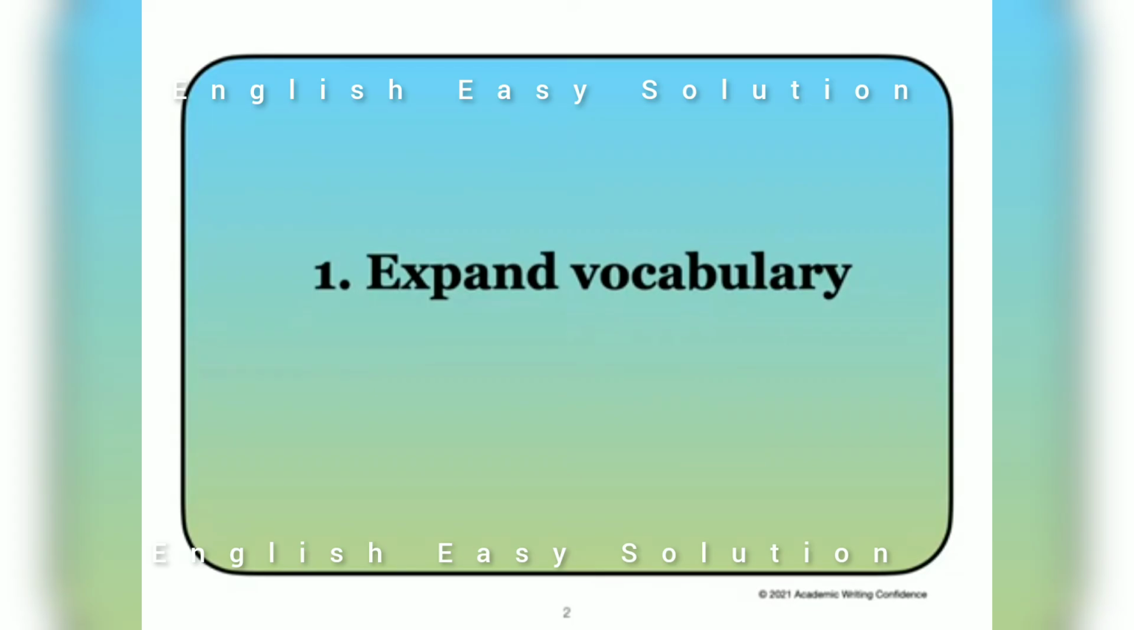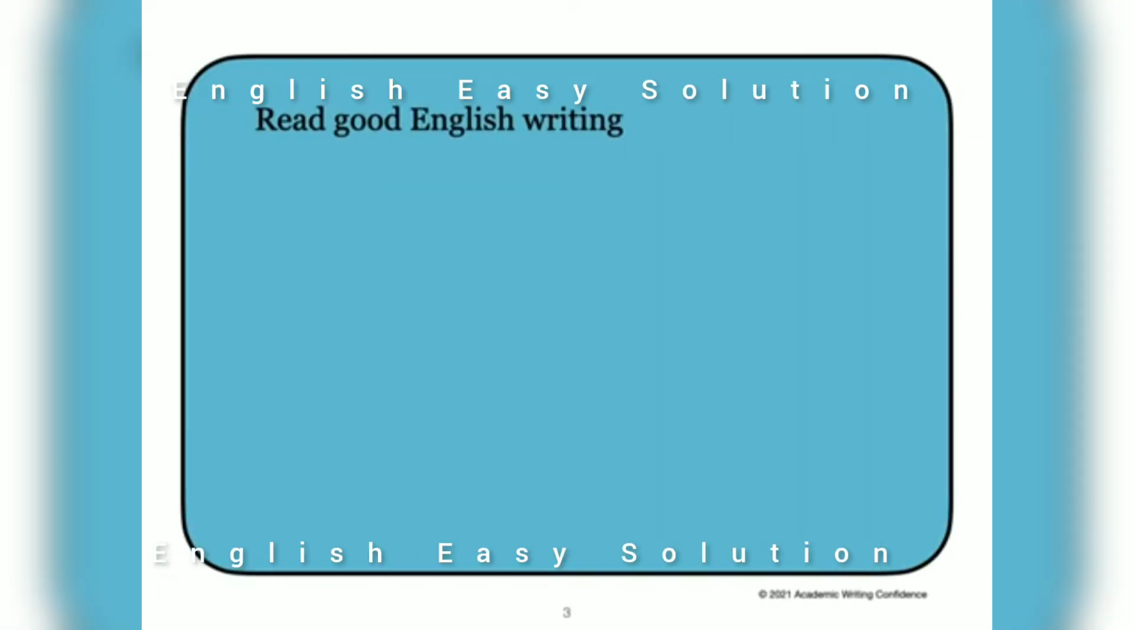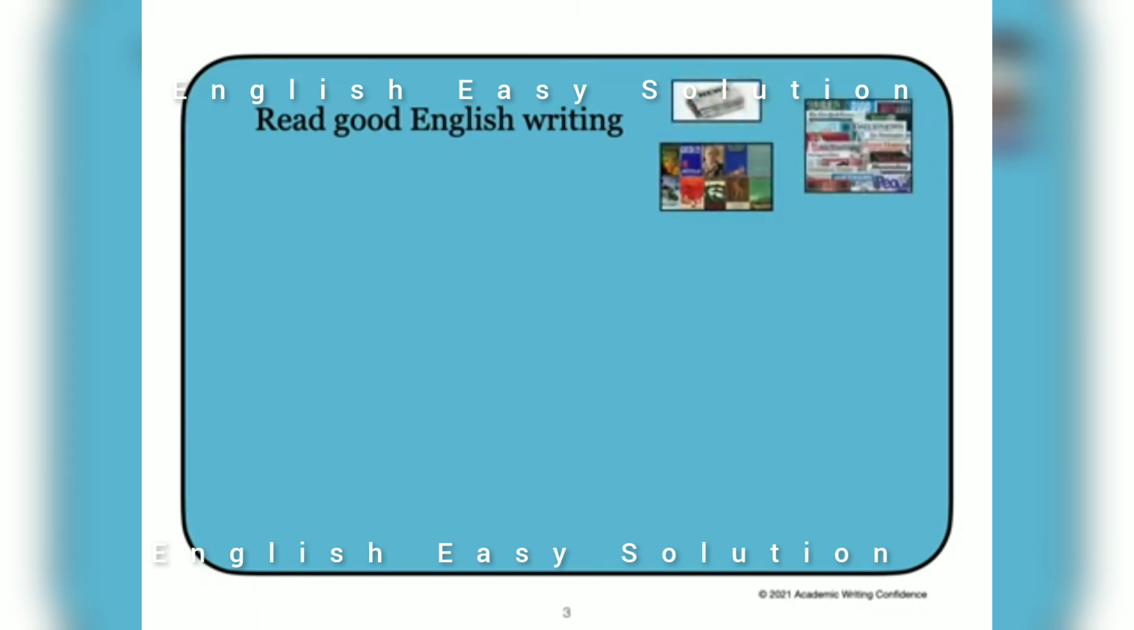So how do you improve your vocabulary? Well, one way is to read good English writing. Read good English books, news articles, even some magazine articles will help you to improve your vocabulary level. As you read, look at what kinds of words are used to describe things that you would also like to use in your own writing.